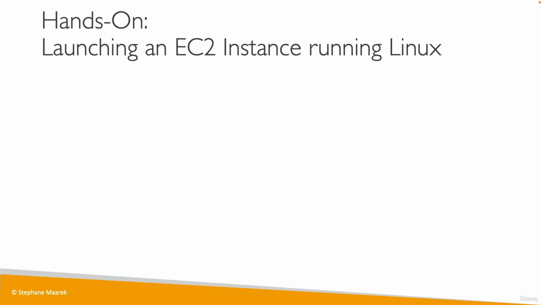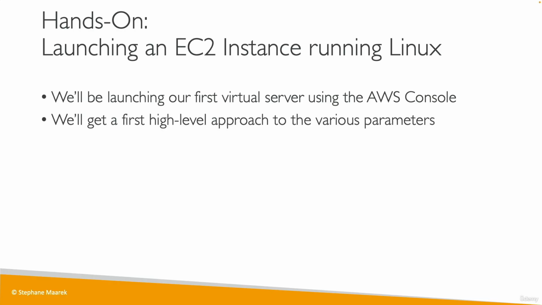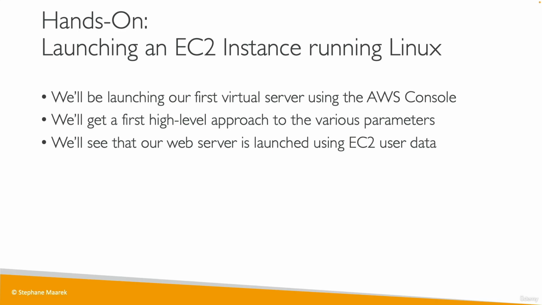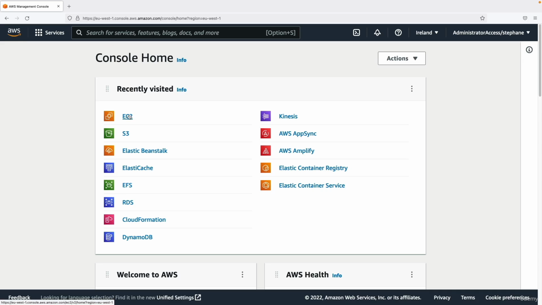Welcome. So in this lecture, we are going to launch our first EC2 instance running Amazon Linux. For this, we'll be launching our first EC2 instance, which is a virtual server, and we'll use the console for this. We'll get a high-level approach to all the various parameters you have when launching an EC2 instance, and you'll see there are many, but we'll learn the most important ones. And then we will launch a web server directly on the EC2 instance using a piece of code we will pass to the EC2 instance that is called the user data. Finally, we'll learn how to start, stop, and terminate our instance. So let's get started and launch our first EC2 instance.